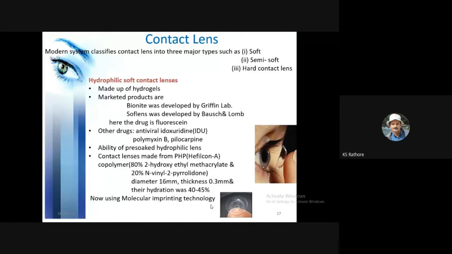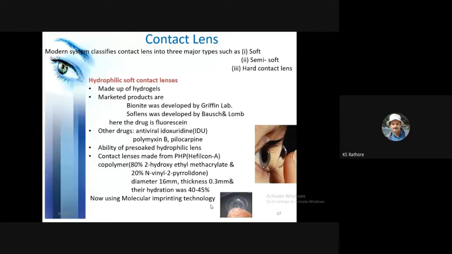These hydrophilic soft contact lenses are made up of hydrogels. Marketed products available are Bionite and Softlens. Bionite is from Griffin Labs and Softlens is from Bausch and Lomb. Here the drug is fluorescein, which we use sometimes for diagnostic purposes.